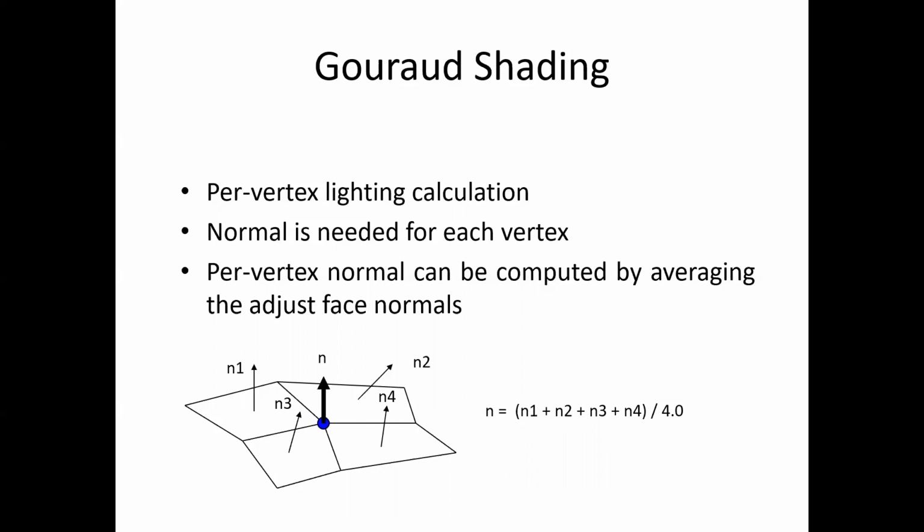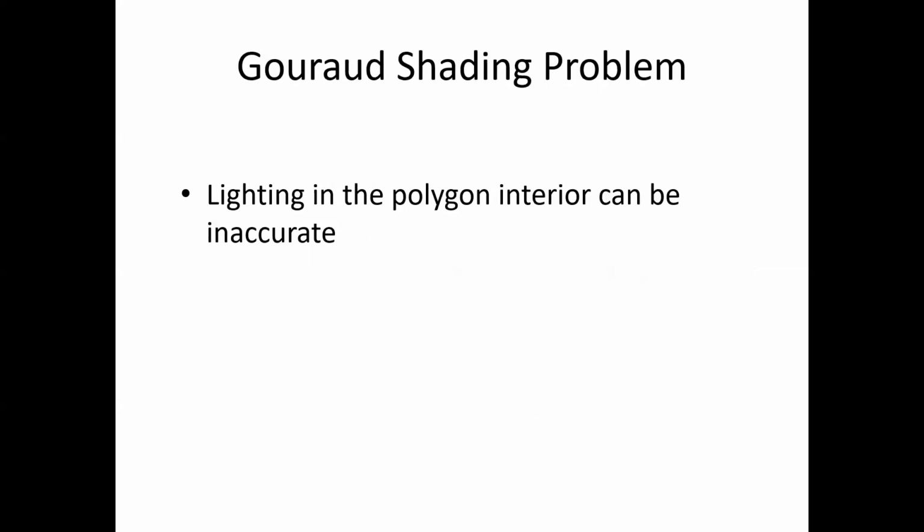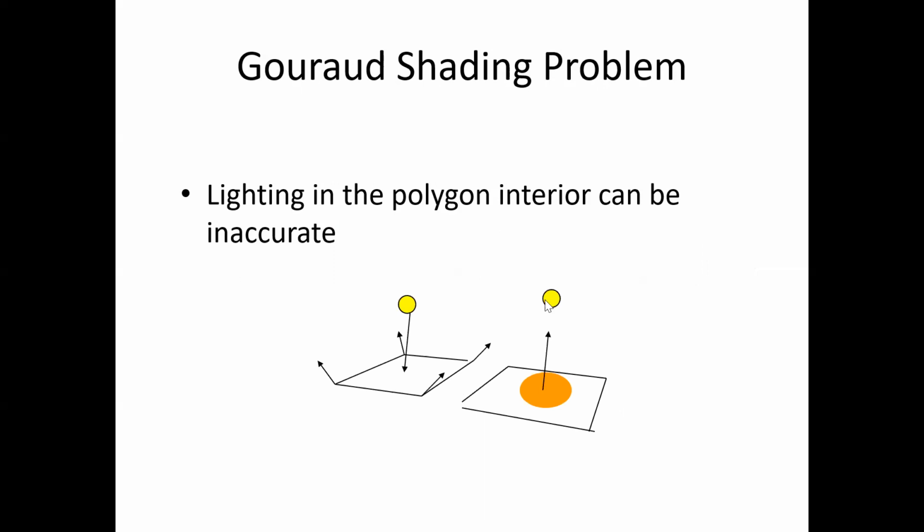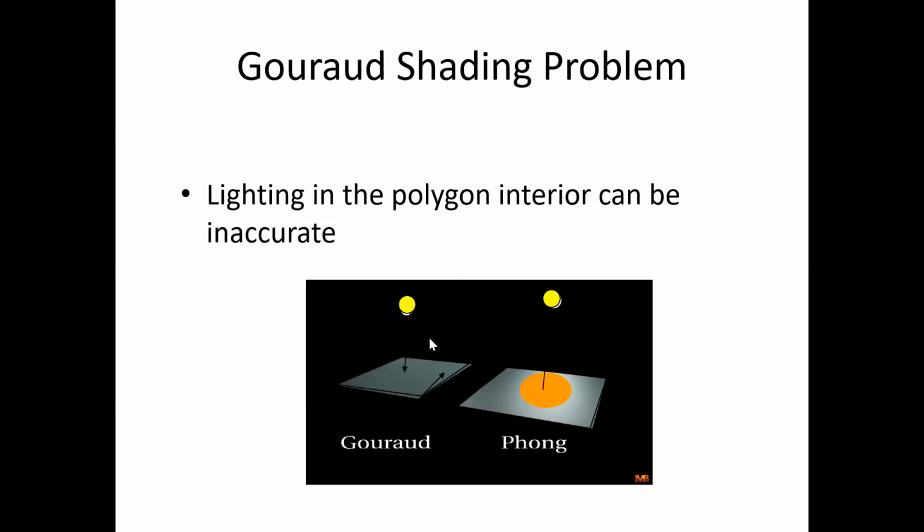But it is obvious that some computation time will be required while applying the color code or shading effect. As compared to flat shading, it may take more time to calculate the color code for every point of a particular polygon. So lighting in the polygon interior can be inaccurate in this case, and it may take more time. This is the problem of Gouraud shading.